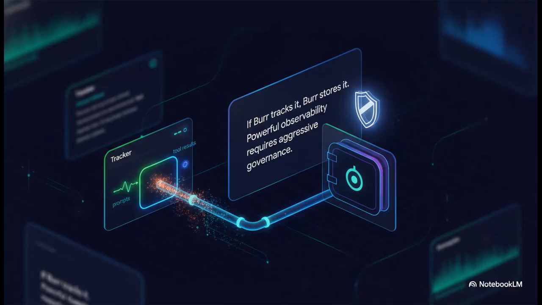Because here's the first principle of defensive production with Burr. Its powerful observability is the exact reason we have to aggressively govern its data. Think about it. Whether you're just using the local tracker, writing to that hidden .burr directory, or you've deployed the full-blown S3 tracking server, the rule is exactly the same. If Burr tracks it, Burr stores it. Every single prompt, every intermediate tool result, every scrap of user text, it all becomes persistent telemetry. So our production governance simply has to match that level of data sensitivity.